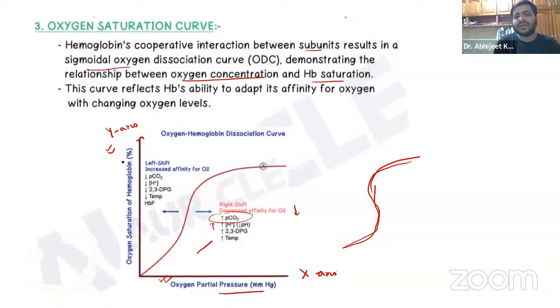On the other hand, the left shift is the increased affinity for oxygen. If there is increased affinity for oxygen, automatically the partial pressure of CO2 will decrease, and there will be a decrease in H plus. If there is a decrease in H plus and decreased acidic component, it will shift more towards the neutral or the alkaline side, so the pH rises. That is something you have to remember here.